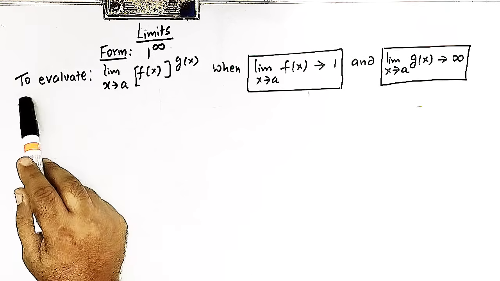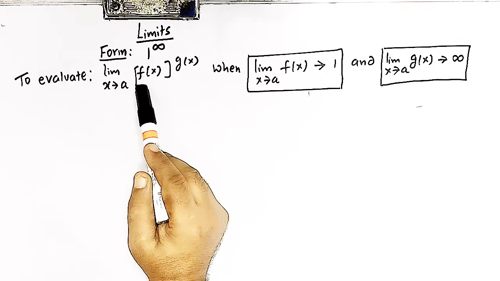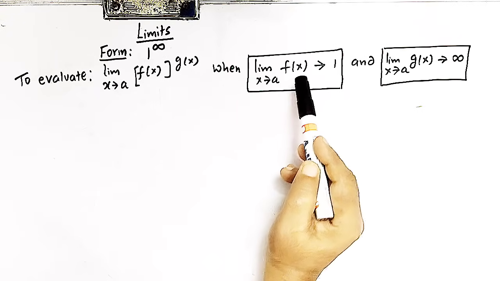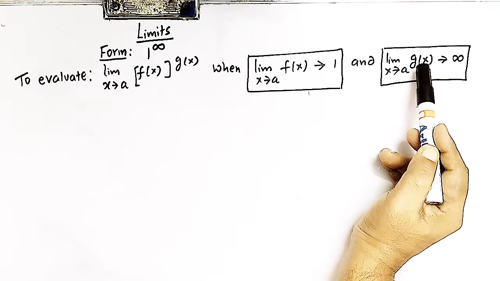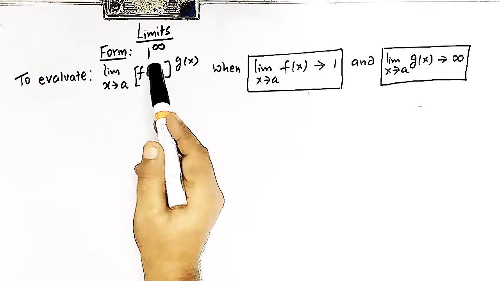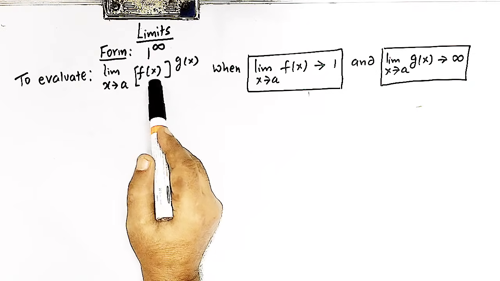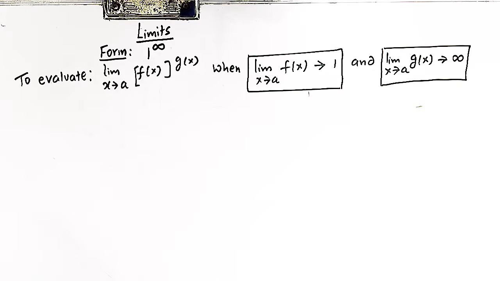Here we are going to evaluate limits of this form: limit x tends to a, f of x raised to g of x, where limit x tends to a of f of x tends to 1, and limit x tends to a of g of x tends to infinity, right? Here we'll discuss an important problem related to limits of this form, which is an indeterminate form of the type 1 raised to infinity.